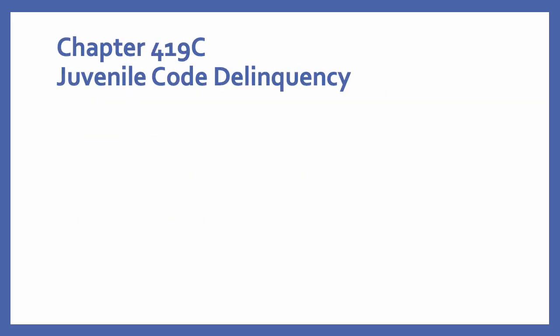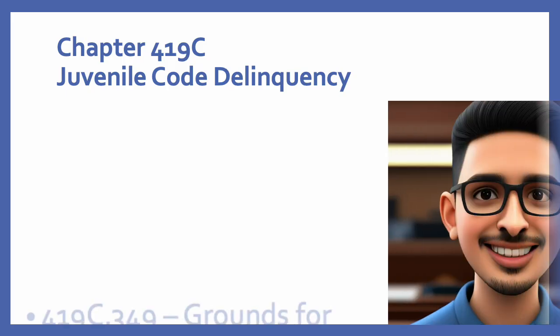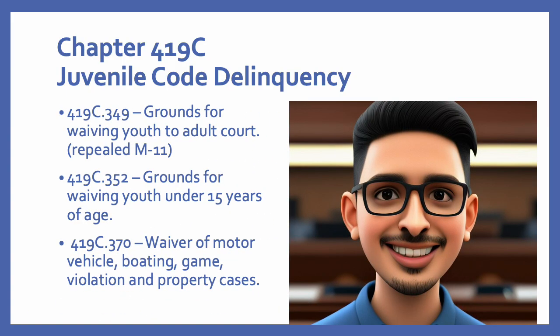419C continued. Some of the sections in this chapter are 419C.349 Grounds for Waiving Youth to Adult Court. In 2019, Oregon passed Senate Bill 1008, which significantly altered how juvenile sentencing for serious crimes was handled, effectively repealing the harsh provisions of Measure 11 for youth. Specifically, this bill ended the automatic waiver of 15 through 17-year-olds into adult court for Measure 11 crimes.